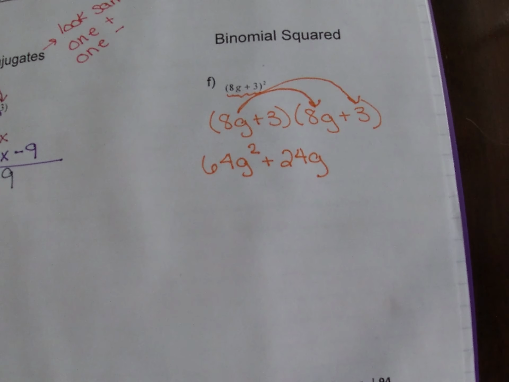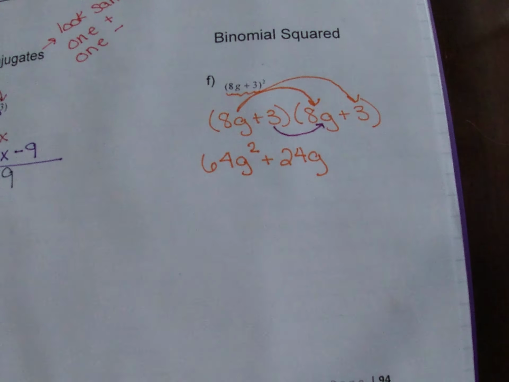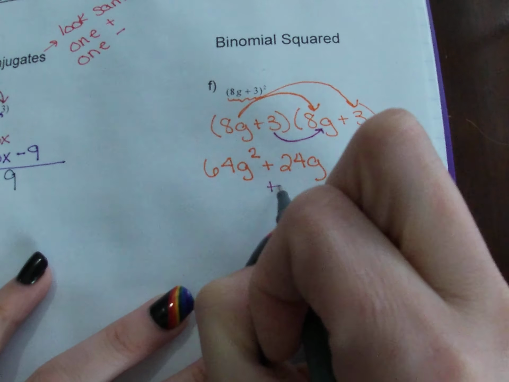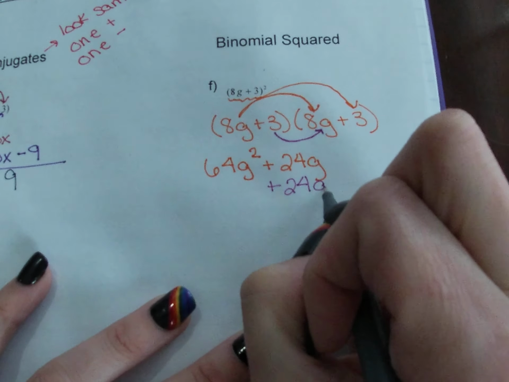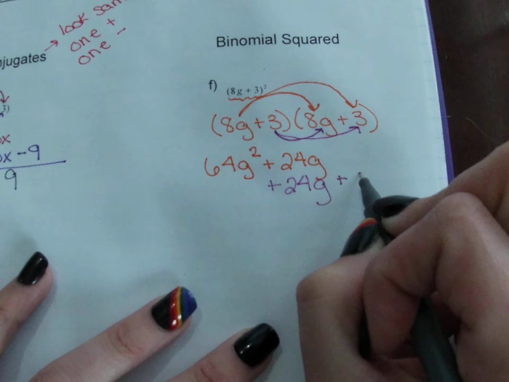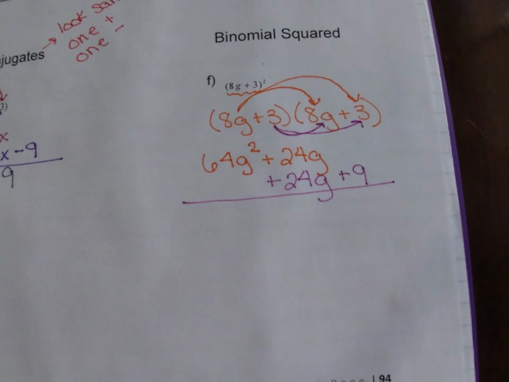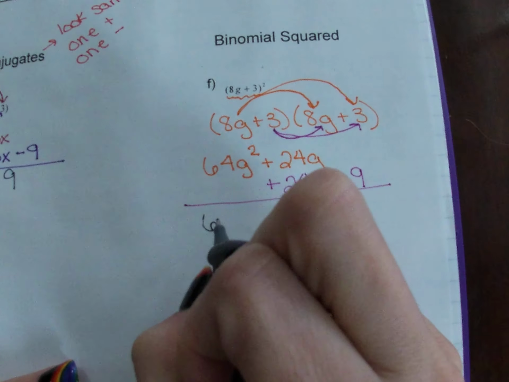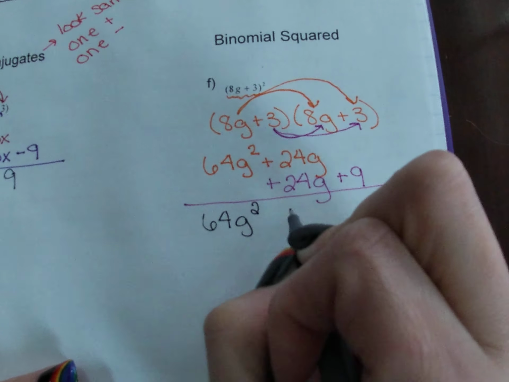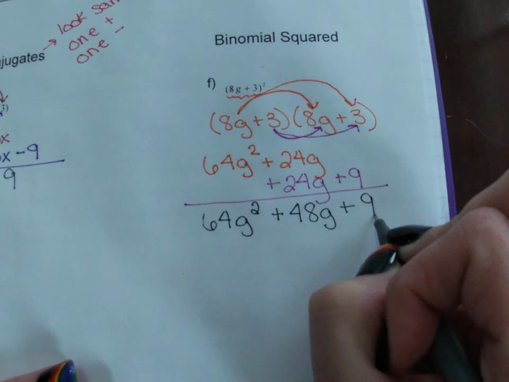Okay, then I'm switching terms. So I've already distributed the 8g. Now I'm going to distribute the 3. 3 times 8g will give me a positive 24g. And 3 times 3 will give me 9. Then we will combine our like terms. So our 64g squared will come straight down. Plus a 48g. Plus a 9.